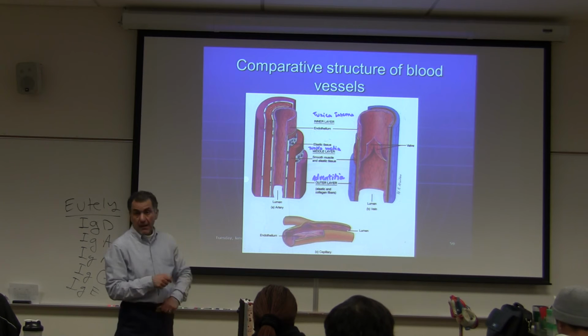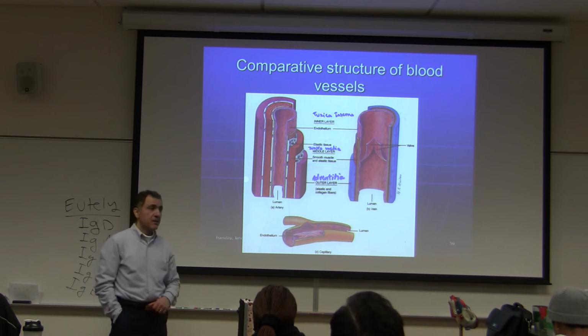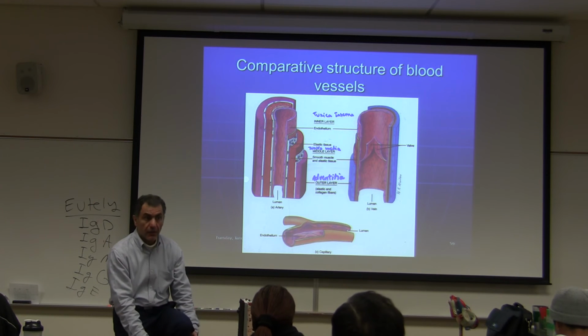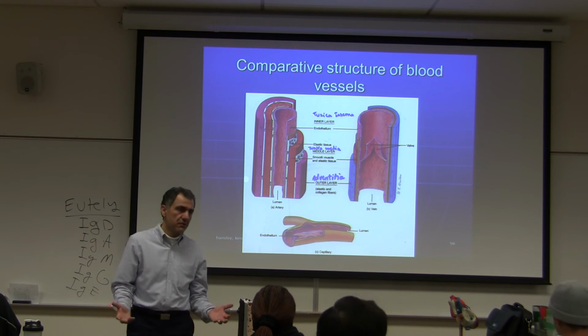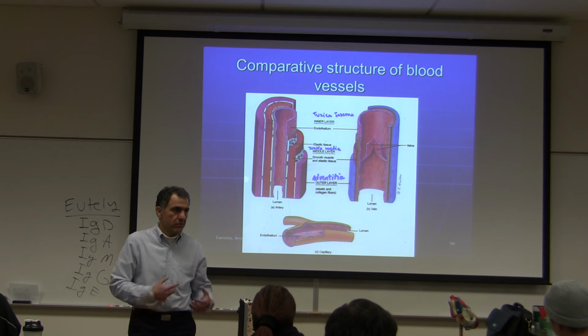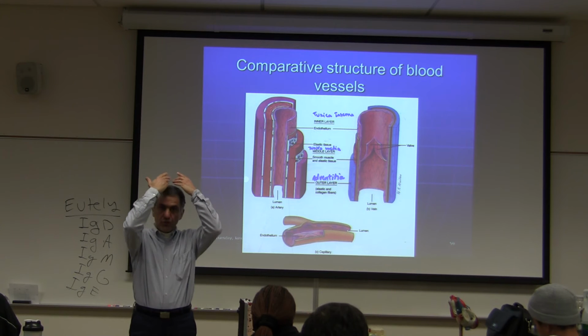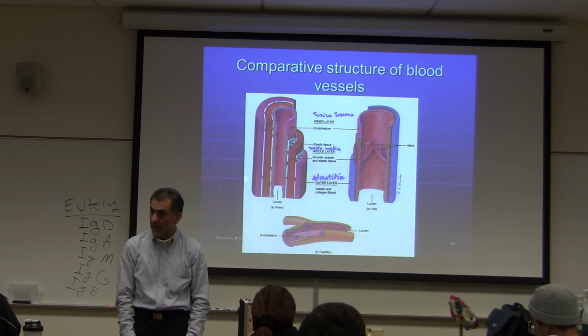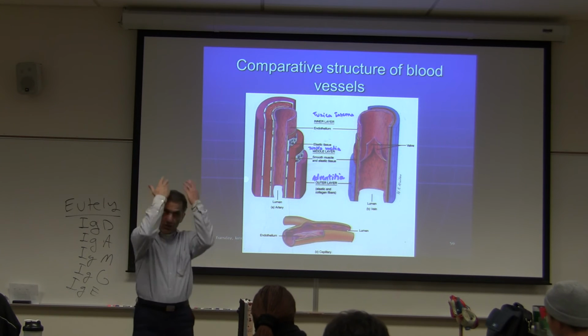Veins have valves, arteries do not have valves. Why do they have valves? Because the blood does not go down. Vein has to fight gravity. Arteries don't. When the ventricle pumps, the blood shoots to the brain, shoots to the leg. It's so strong, so it can shoot up and down.